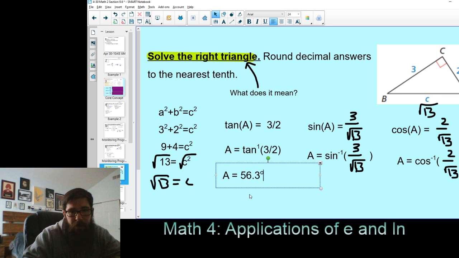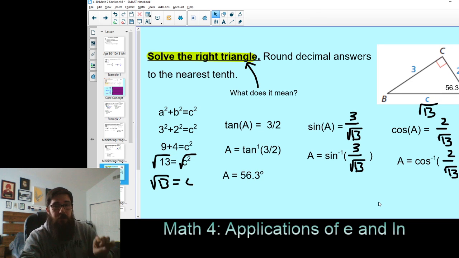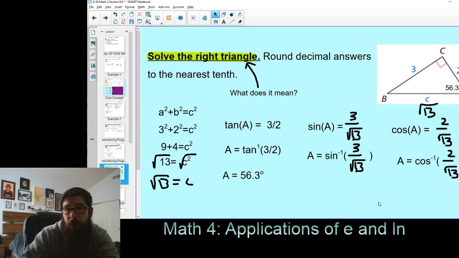So now I'm gonna come over here and I'm gonna label on my triangle that A is 56.3. You could do some more trig, just like we did to find angle B. I would use something else though. I know that one angle is 90, one angle is 56.3, and in a triangle, all three have to add up to 180.